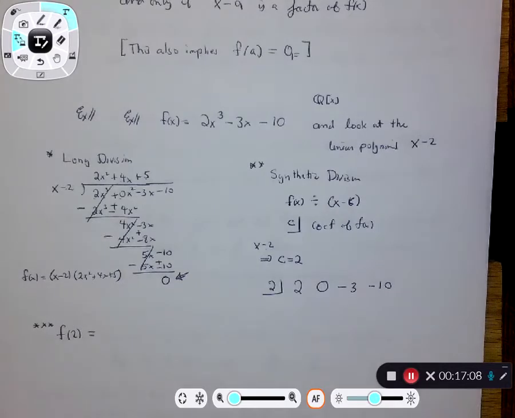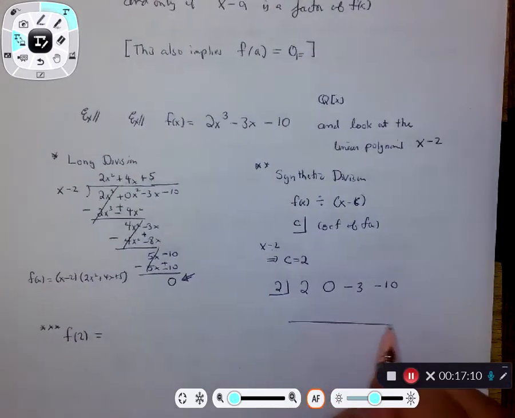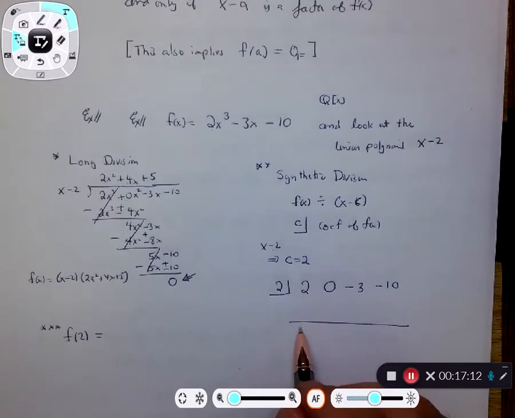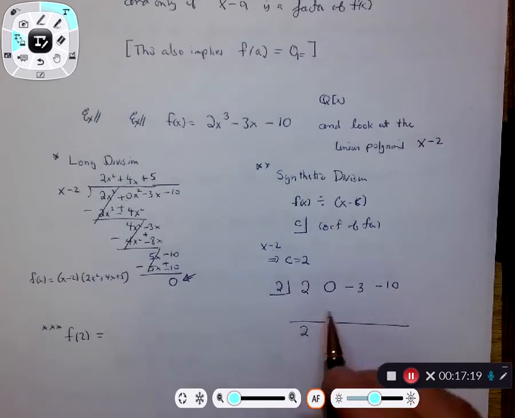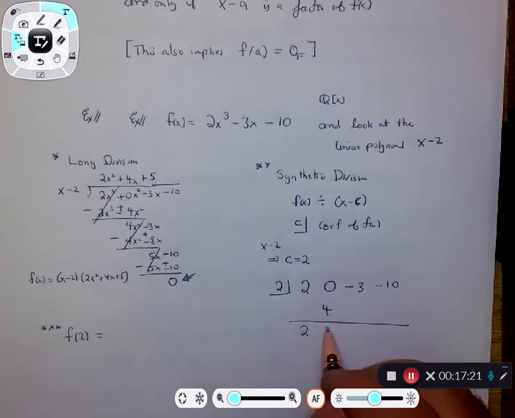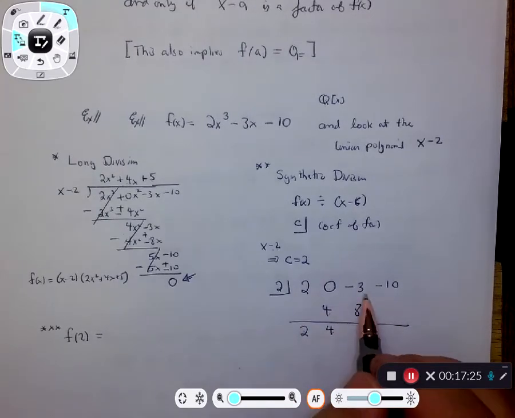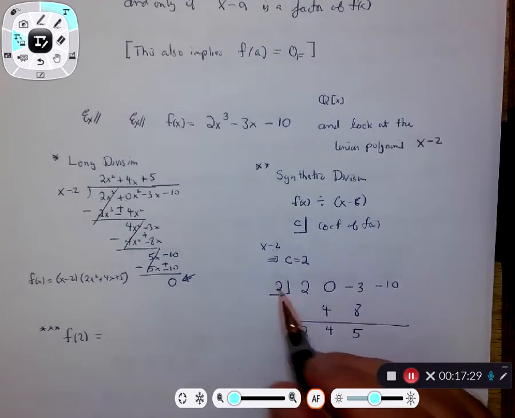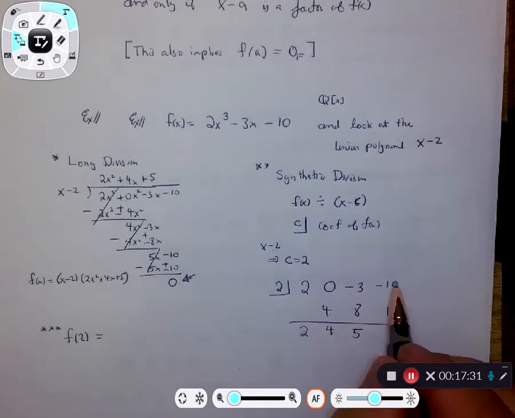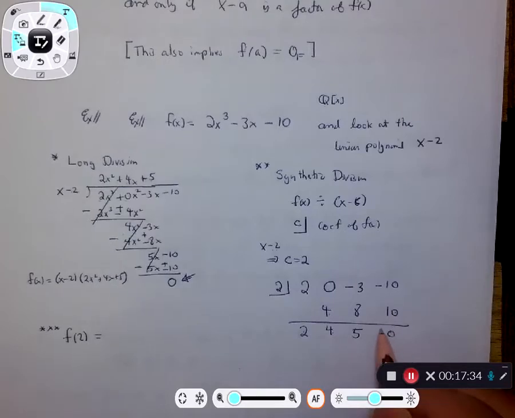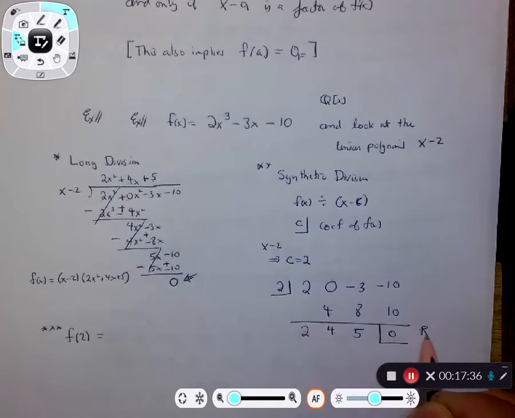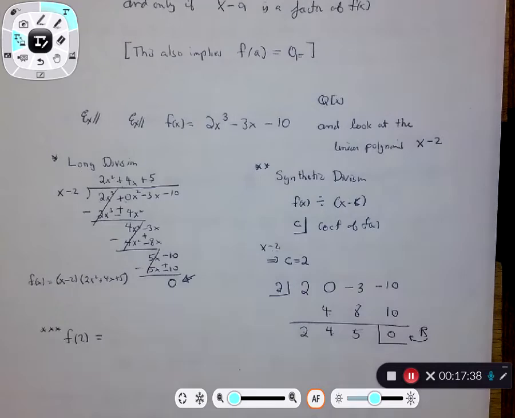Now, skip a line, draw a line, synthetic division. You bring down your first number, 2, and below the line you multiply, above the line you add. So 2 times 2 is 4. 0 plus 4 is 4. 2 times 4 is 8. Negative 3 plus 8 is 5. 2 times 5 is 10. Negative 10 plus 10 is 0. And you block off the last number because that's going to be your remainder.